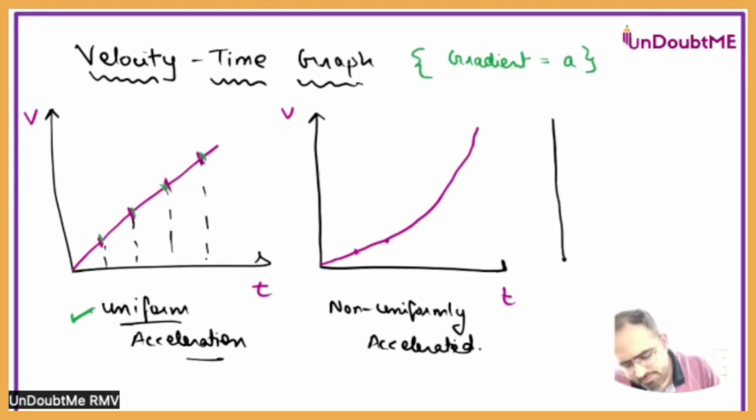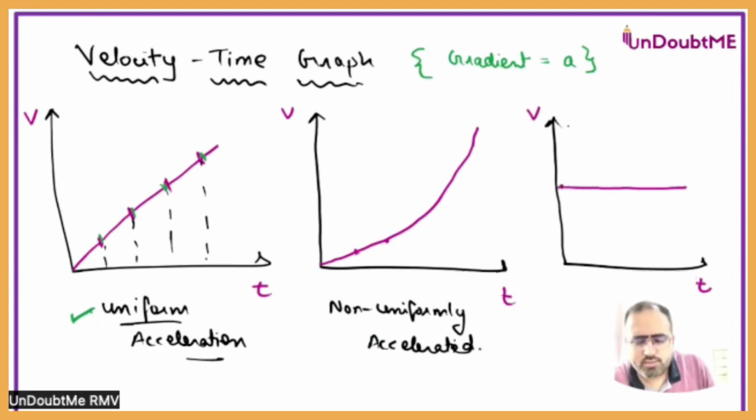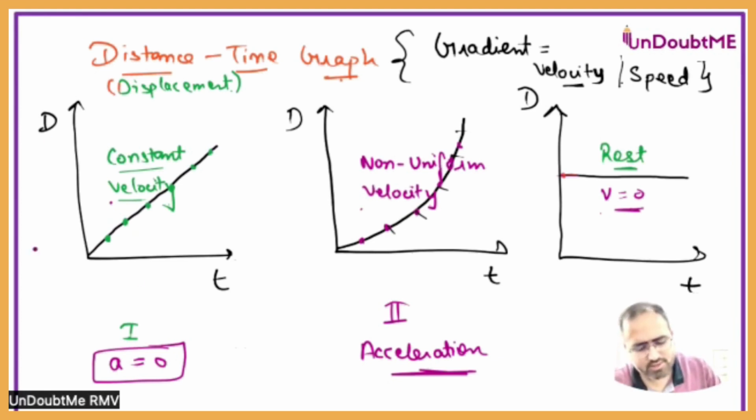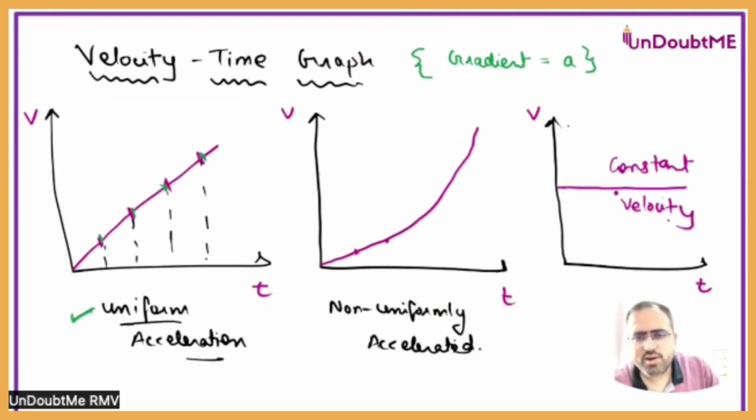And the third case is if the body is going like this. This is a velocity time graph, okay? And it is moving at a constant velocity. So this is a graph of constant velocity. Just try to compare the constant velocity of this graph and this graph. For a distance time graph or displacement time graph, constant velocity will look like this. For a velocity time graph, constant velocity will look like this. If velocity is constant, then I can say that acceleration is zero. So this is a graph of zero acceleration.